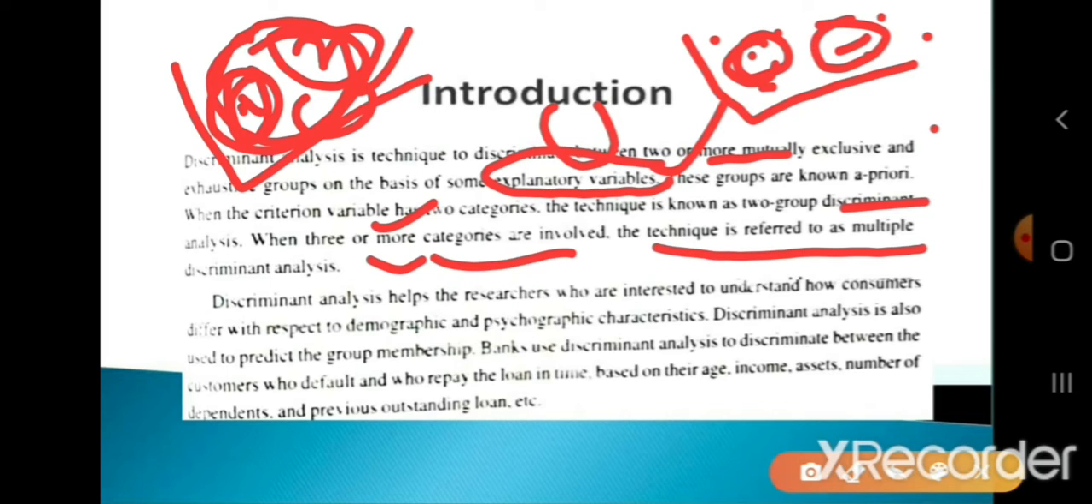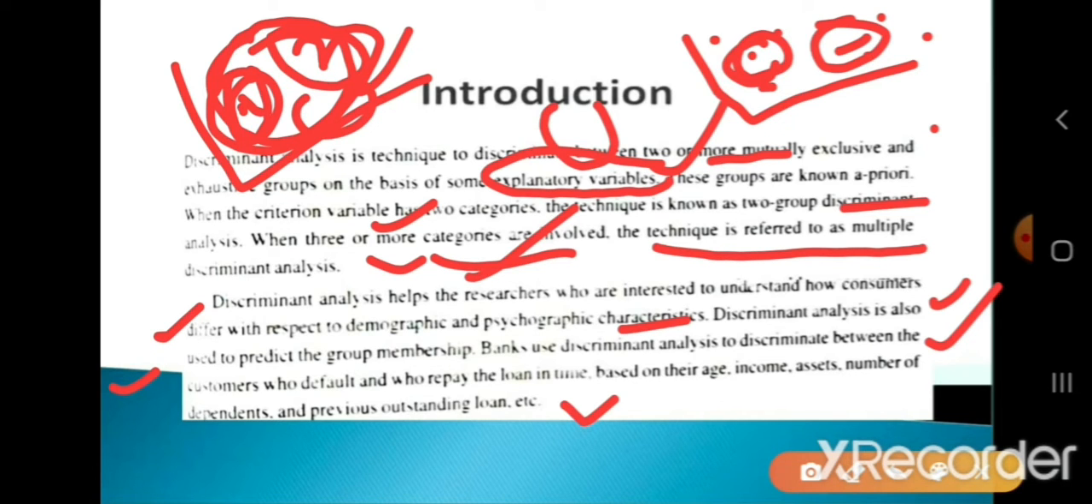Okay, so discriminant analysis helps researchers or marketers to understand how customers differ with respect to demographic or psychographic characteristics. Discriminant analysis is also used to predict group membership. Suppose, for example, a bank uses discriminant analysis to discriminate between customers who are defaulters and who will repay the loan on time.